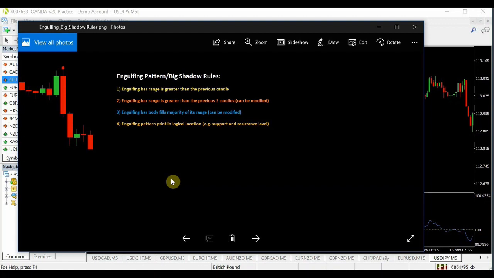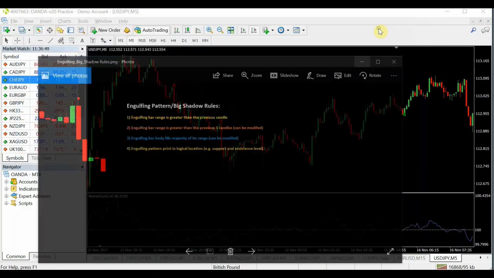Now, I can't really stress this enough. It's probably one of the most important factors: for it to be significant, it's got to print in a logical place. Whether it is on a support and resistance line for a potential reversal or a bounce, or it appears within a strong trend for a trend continuation. And we'll look at both those examples in this video. So I hope that makes sense, and now let's get on with the charts.